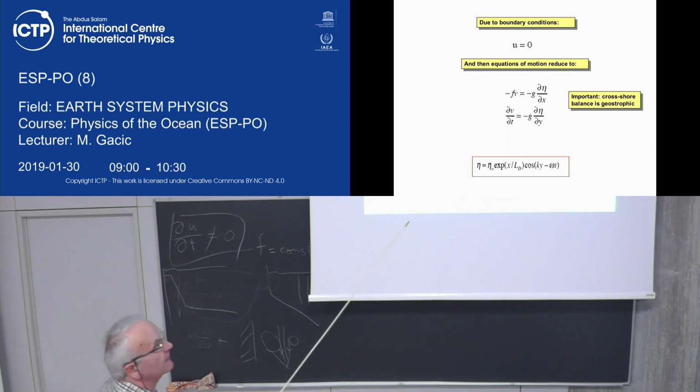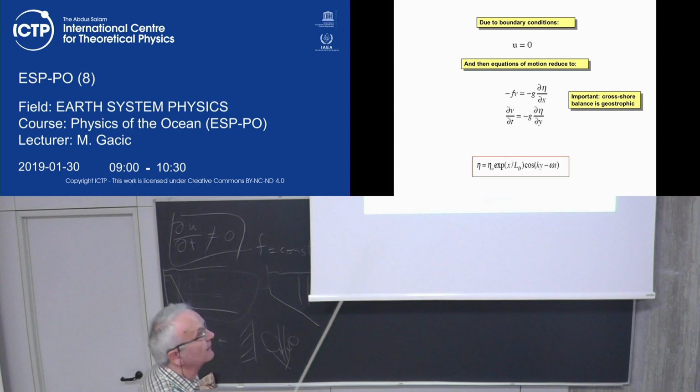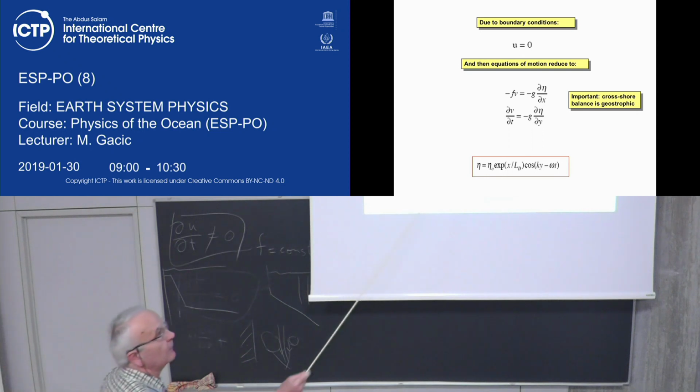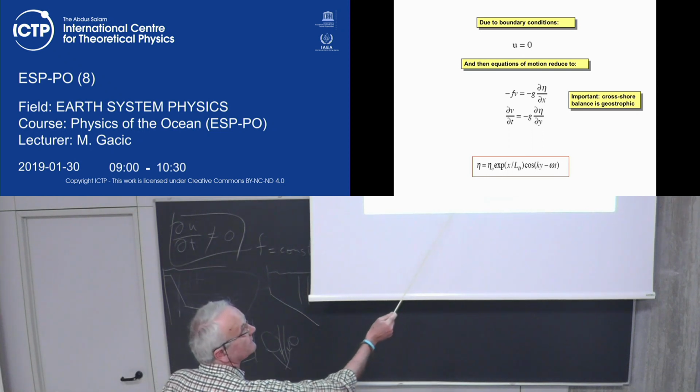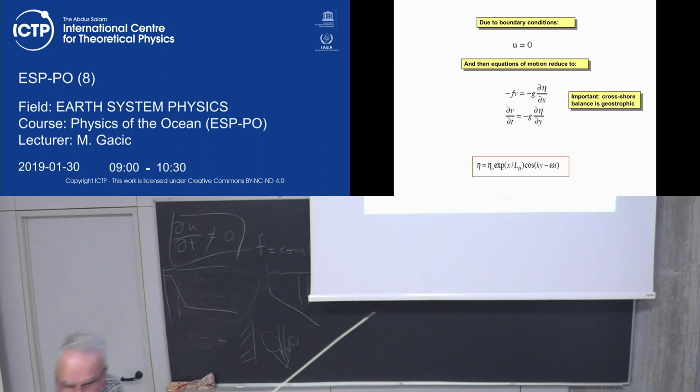And what is important here, if you look at these two equations, is that across the isobaths, perpendicular to the isobaths or cross-shore, the balance is just right. There is a balance between the velocity and the horizontal sea level slope. This is a very important and essential characteristic of the Kelvin waves.